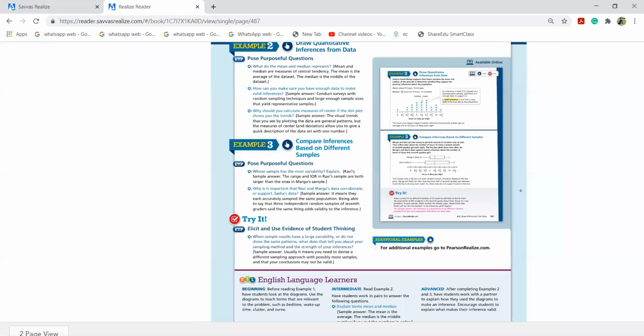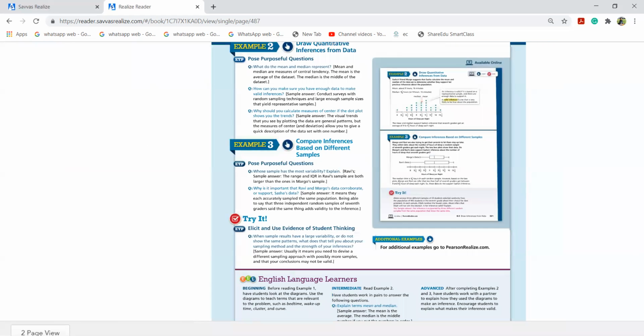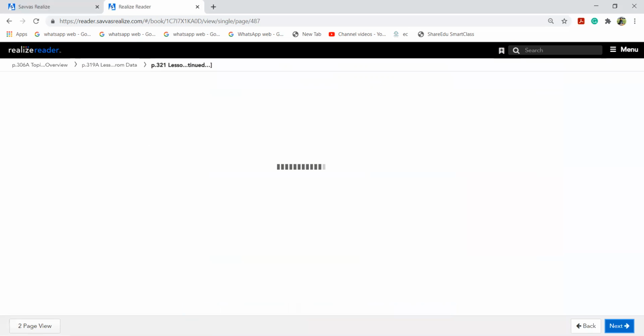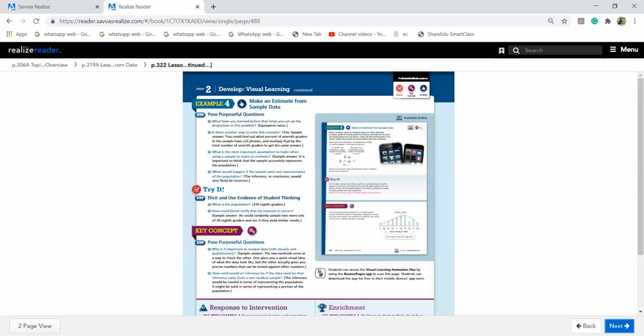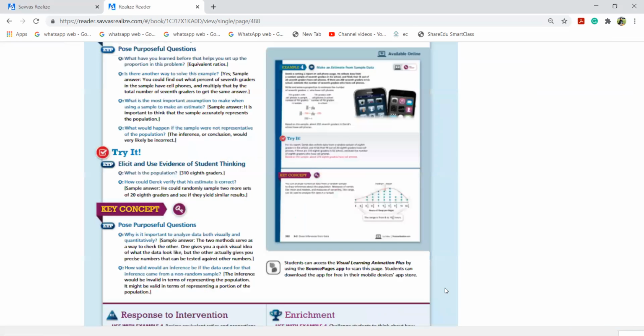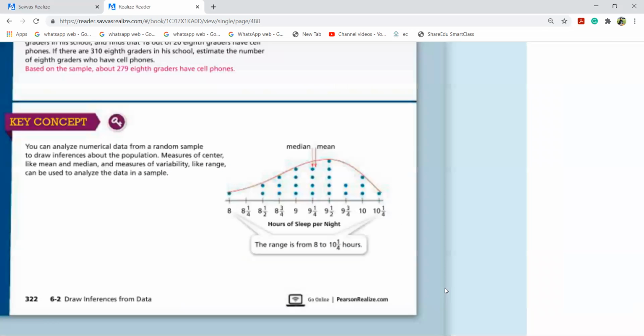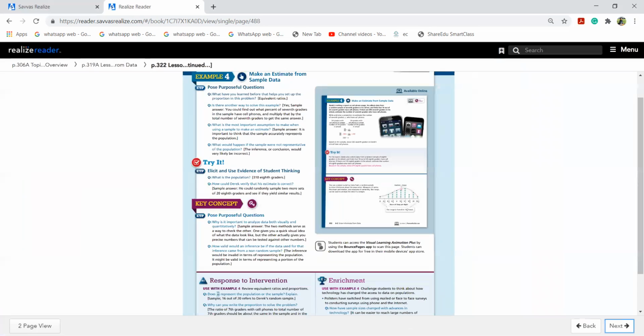This try it, leave it, 321. There's nothing, just a theory part. Let us go to 322. Again, there is nothing here. We'll go for 323.